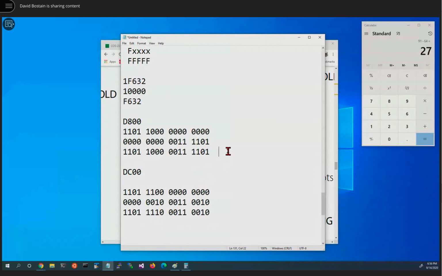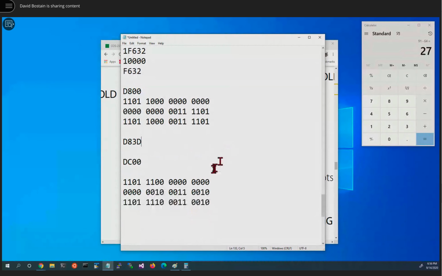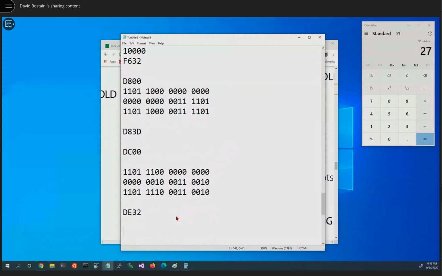So let's write down what the high surrogate is. It's D83D. What's the low surrogate? DE32. Our final answer, D83D DE32. This is UTF-16, big endian.